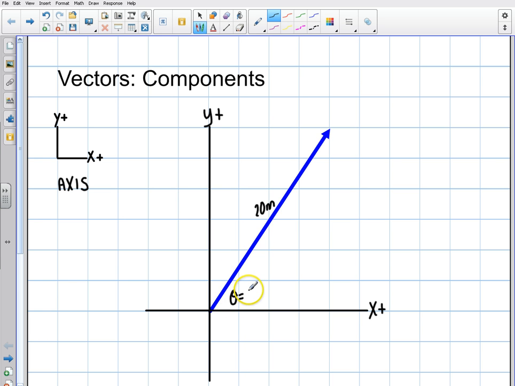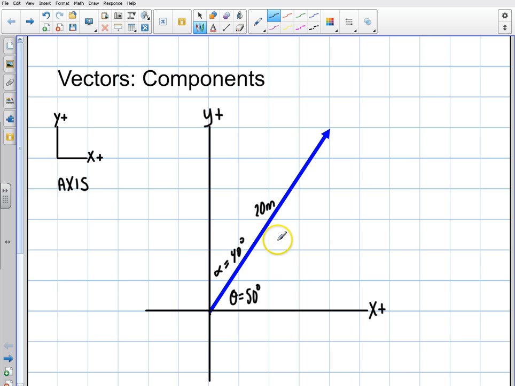So let's just say that I made that angle 50 degrees here, okay? This angle right here would be the complement to that. And so this one, if I call that alpha, this would just be 40 degrees. So they're going to add up to 90. Okay, but which one do I use?